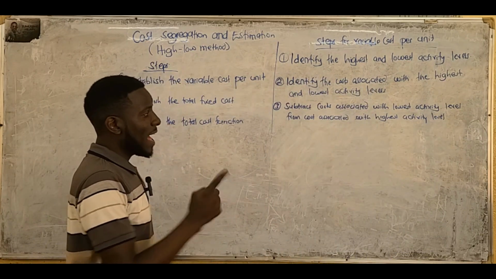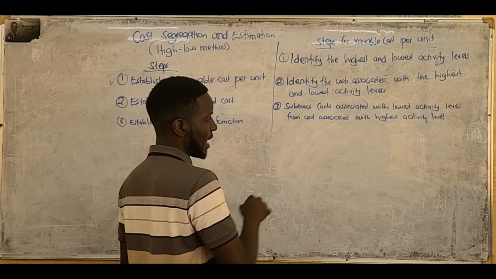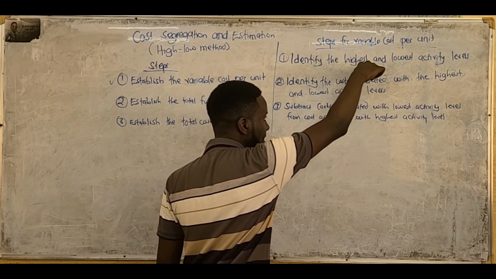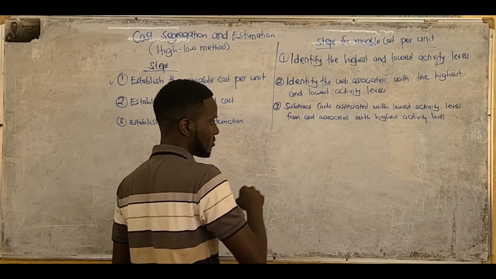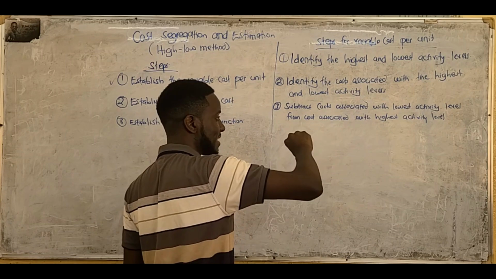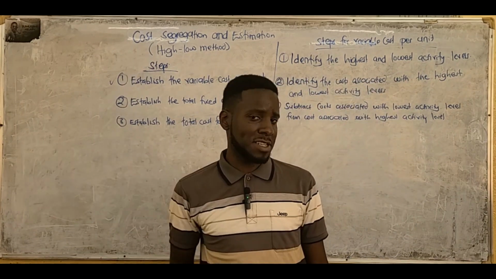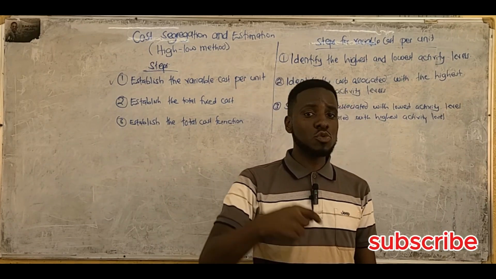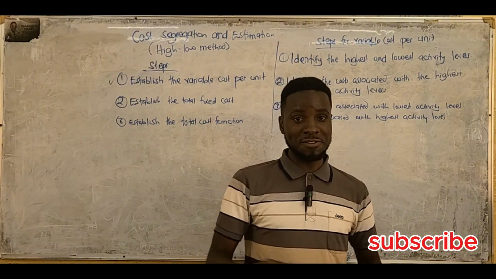So after establishing the costs which are associated, we are going to take the difference. We are going to subtract the cost which is associated with the highest activity level minus the cost which is associated with the lowest activity level. So you're going to get the difference.